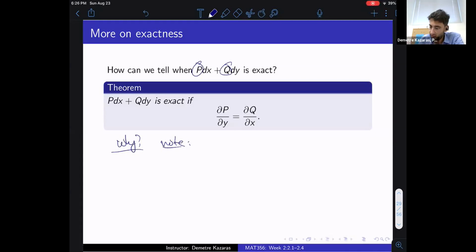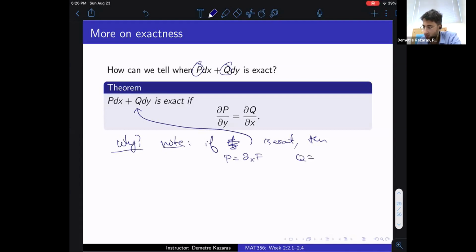Well, notice, if this differential form were exact, then p will be equal to the partial derivative of f with respect to x, and q will be the y derivative of f. That's just what it means to be exact. There's a function f that makes this happen.